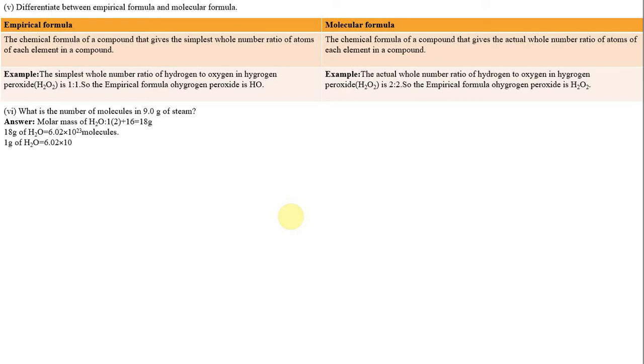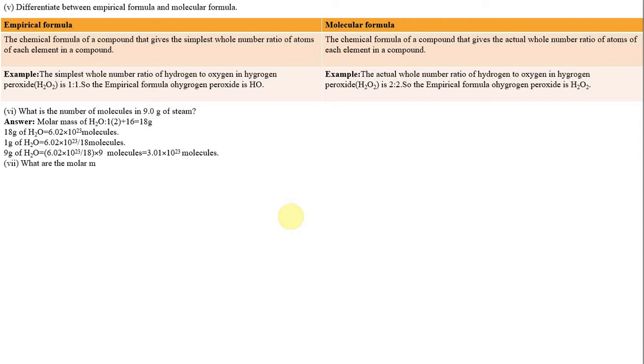1 gram of H2O contains 6.02 into 10 raised to the power 23 divided by 18 molecules, and 9 gram of H2O contains 6.02 into 10 raised to the power 23 divided by 18 multiplied by 9. That is 3.01 into 10 raised to the power 23 molecules. These are simple calculations.